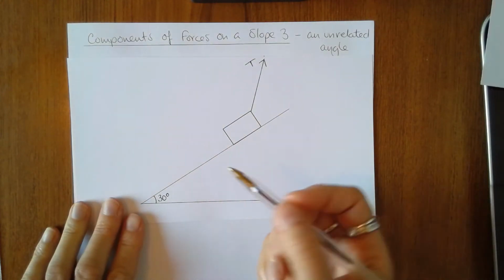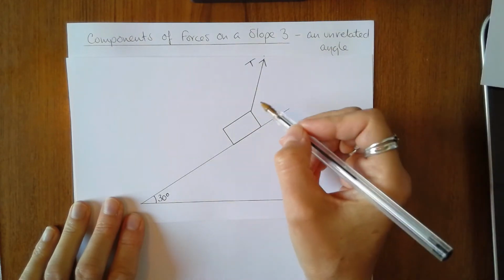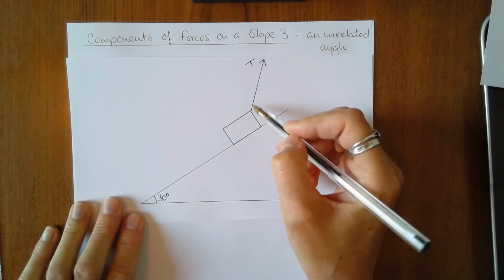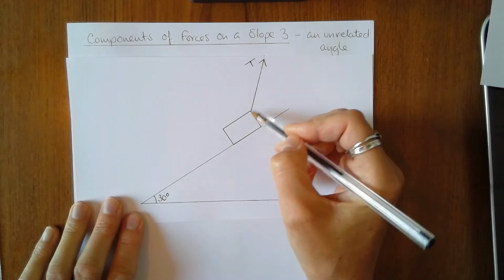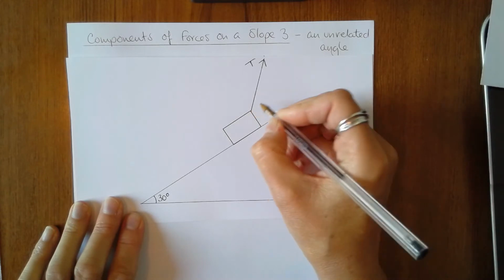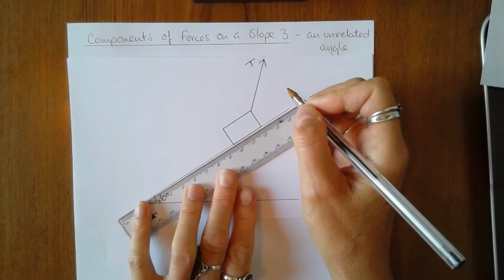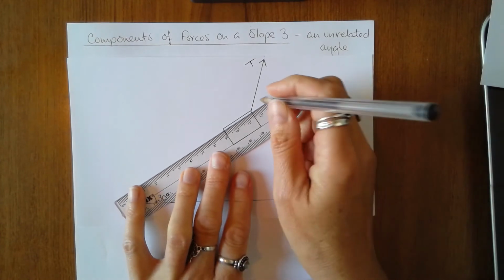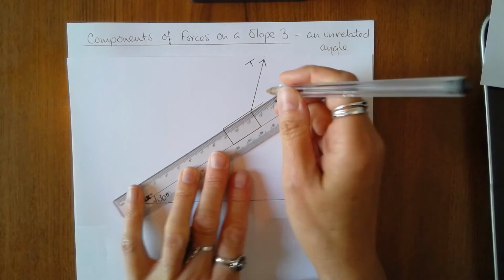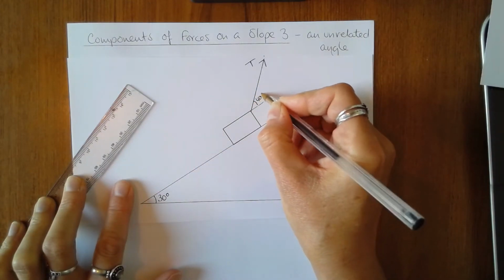So imagine we're given a question where the angle of the slope is 30 degrees and we're told that the angle between a tension force, a string pulling the object up the slope, and the slope is 40 degrees. So that means that the angle of the slope is here, and if I draw a line parallel to that here, the angle between that and the tension is 40 degrees.